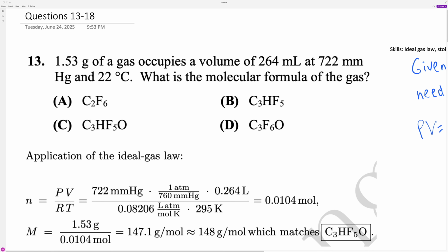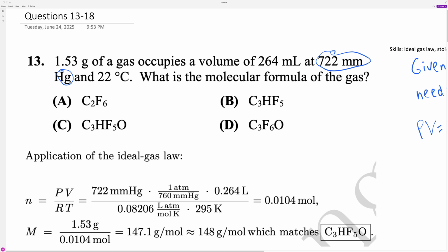And from here we can plug in the values that were given: 722 mmHg as the pressure, 264 milliliters as the volume, and 22 degrees Celsius as the temperature. So I've done the computation here, converting mmHg to atm, the milliliters to liters. We use the R value in L·atm per mole·K, and then for the Celsius we add 273 to convert to Kelvin. And we get an n value of 0.0104 moles.